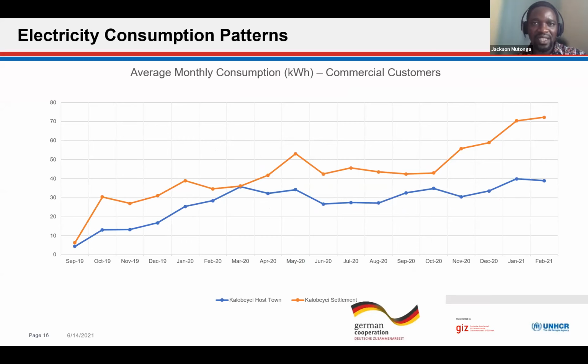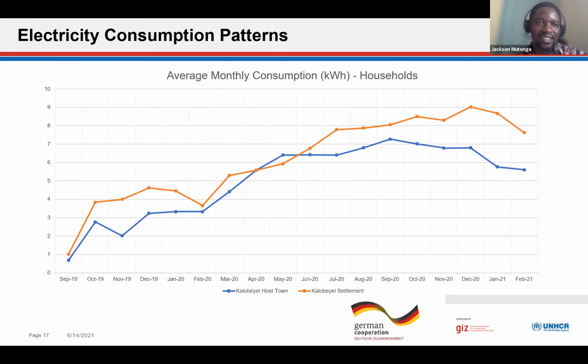Here we talk about the SMEs and the social institutions in the refugee camp, as well as the refugee settlement, as well as the host community. We see actually the businesses in the settlement consume more power than those in the host community. Of course, maybe because of higher population in the settlement and higher demand for services.